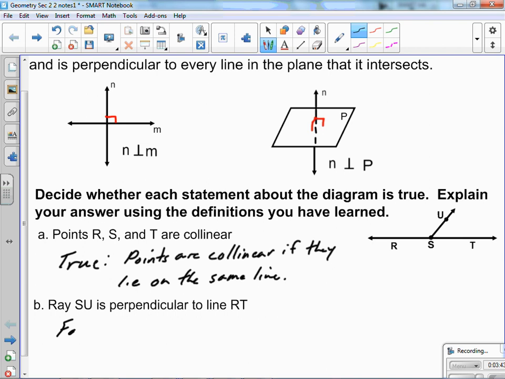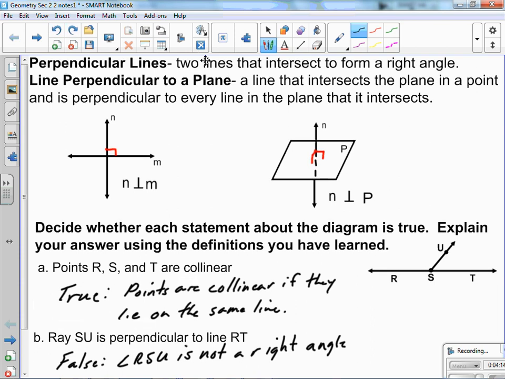So this one's going to be false. Angle RSU, that angle created by the line and the ray, is very clearly not a right angle, based on the definition we learned right up here: perpendicular lines are two lines that intersect to form a right angle.